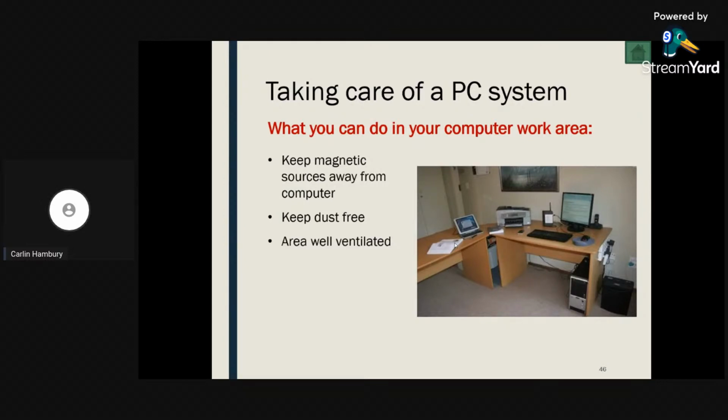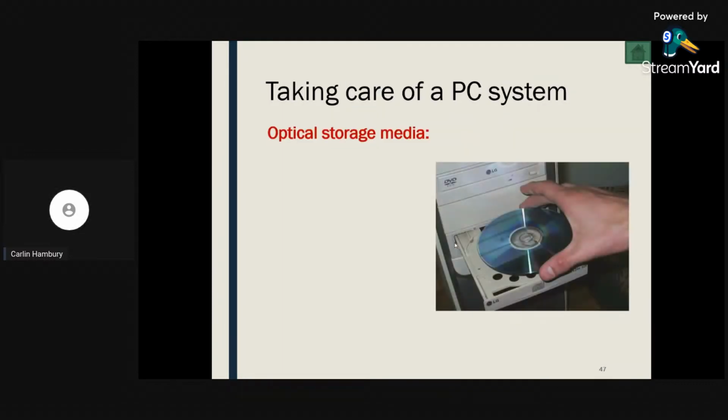You want to keep the area well ventilated. Guys, you don't want to drink liquids near the computer. I know some of you do this. I know that sometimes I'm guilty of it myself. But generally, we don't want to do that. And you also don't want to eat over your keyboard. Okay, once you mess on that stuff, it's very difficult to get it clean.